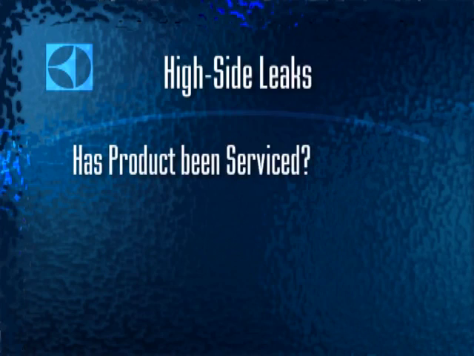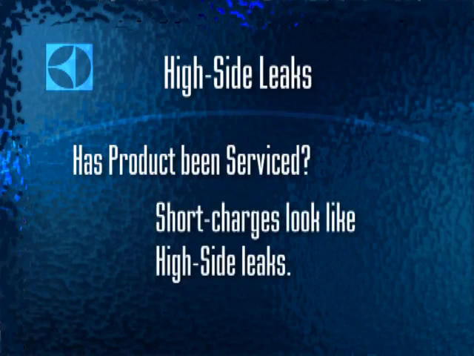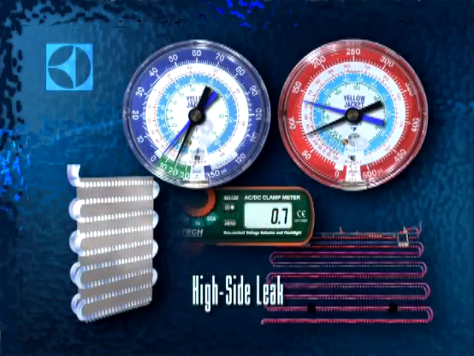But wait, if these conditions make this look like a high-side leak, check the service history on this product. If it was recently serviced, it may have been short-charged, and short charges give gauge readings nearly identical to high-side leaks. Go ahead and look for a leak, but don't be surprised if you can't find one. You'll know for sure when you pump down the system if it can hold a vacuum.